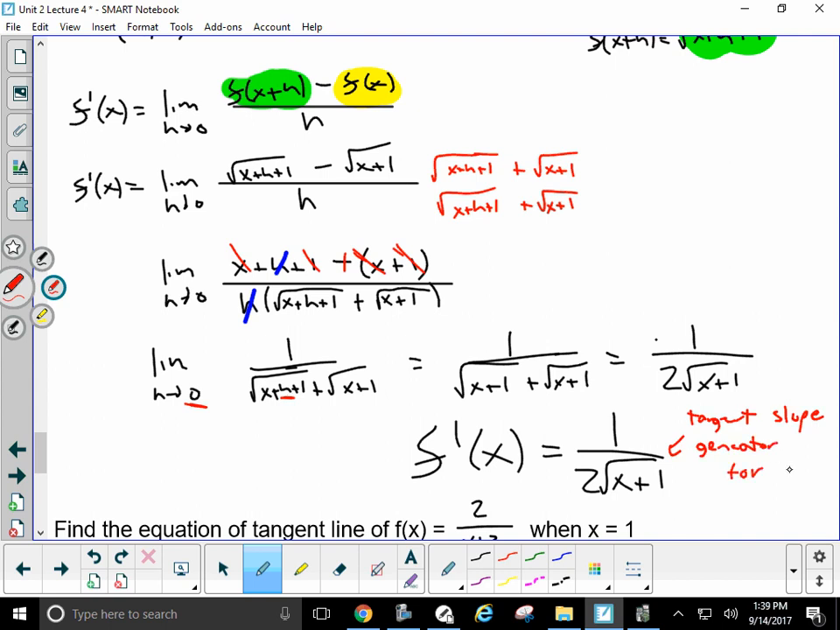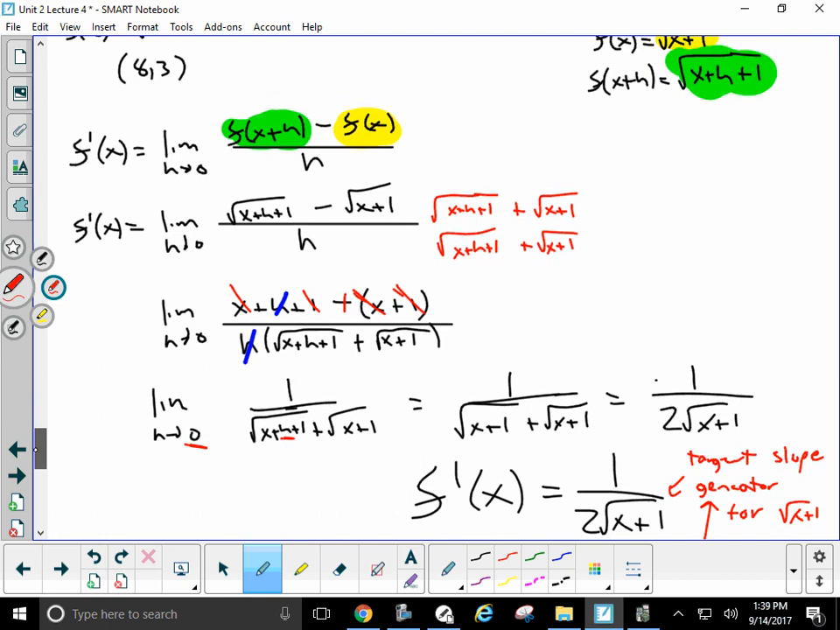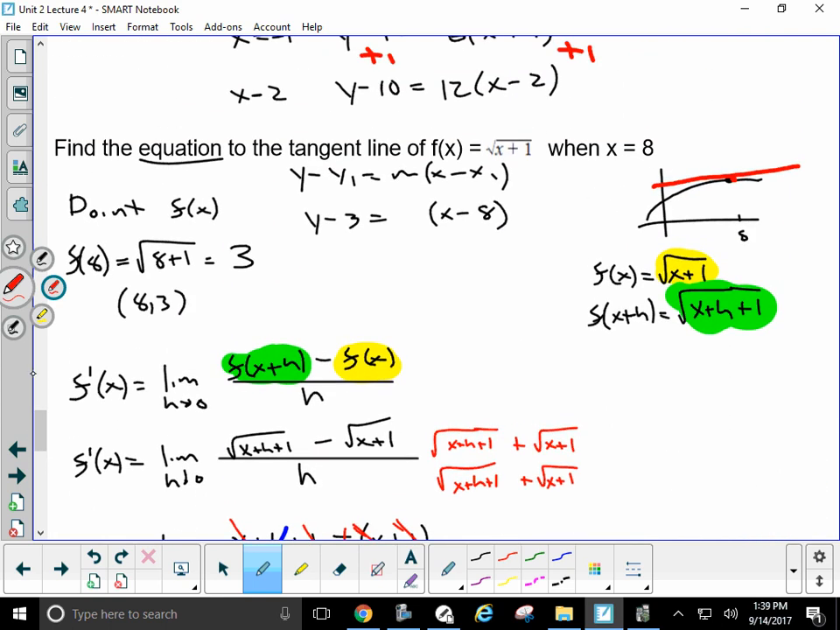Is this our m? Exactly, Mr. Strauss. This is not our m. This is an m generator. Okay? This is an m generator. You don't plug that in for m, because then it wouldn't be a line anymore. You would instead plug values in to find an m.